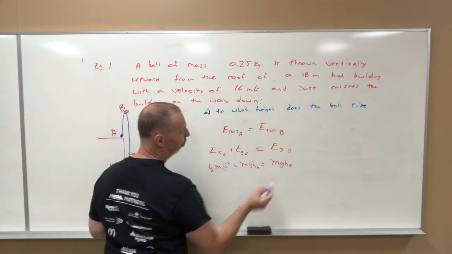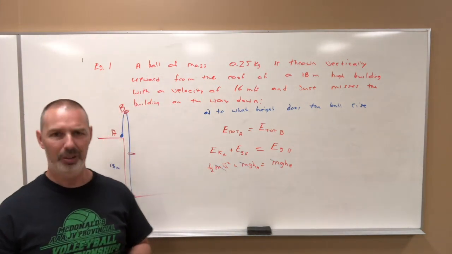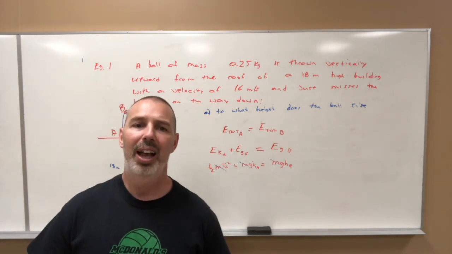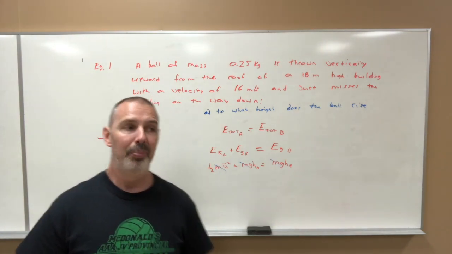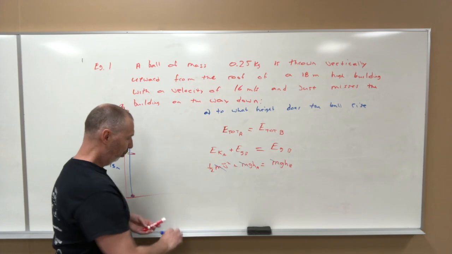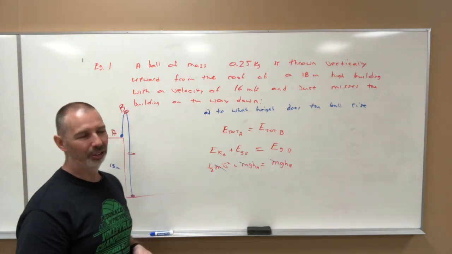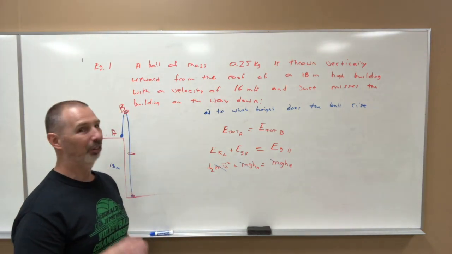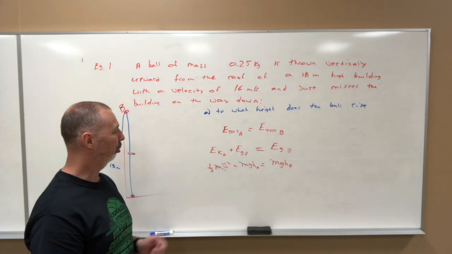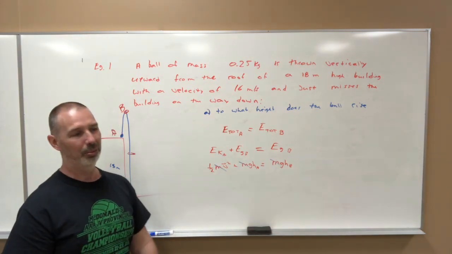In this case, we don't need mass, and that will happen often in questions that combine gravitational and kinetic energy, because there's mass in both of those equations, and so it will often cancel out when you put them together.